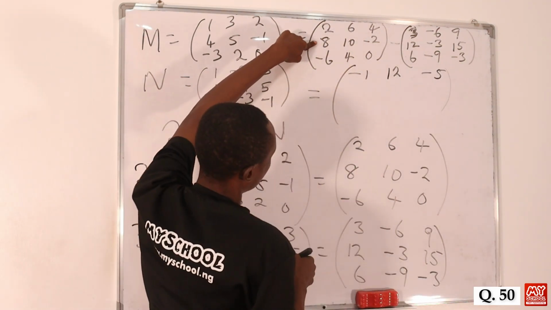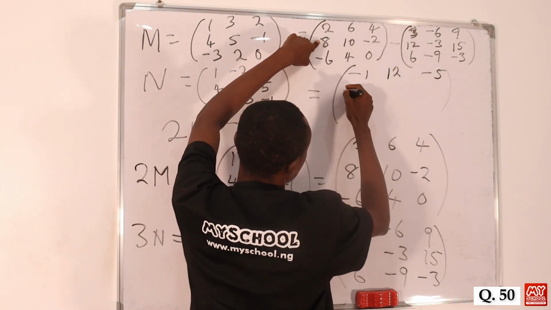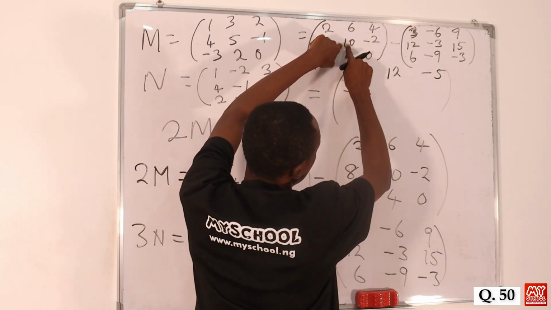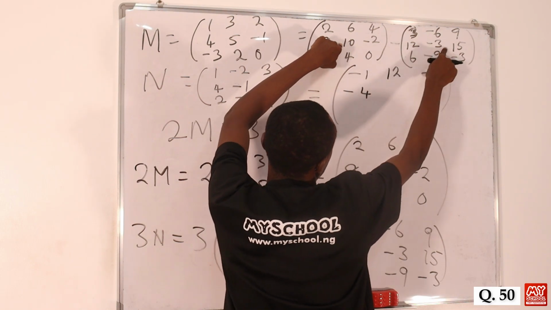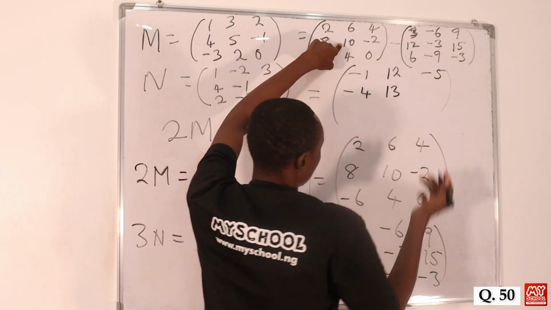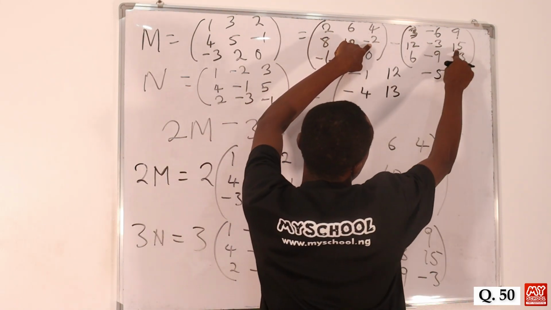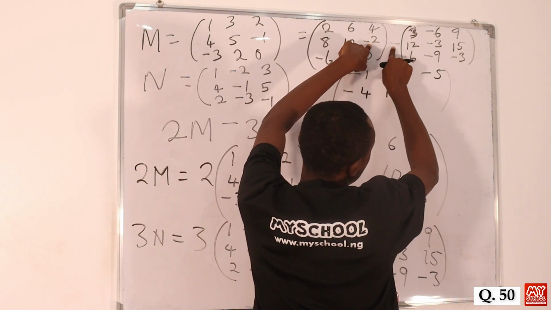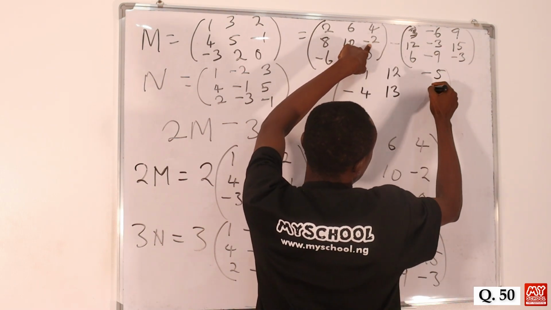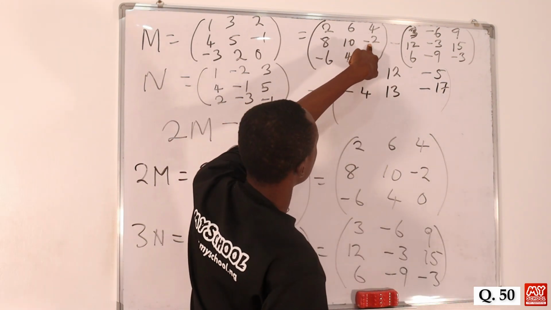Then let's move to the second row. Then 8 minus 12, that will be minus 4. Then 10 minus minus 3, that will be plus 13. That will be 13, minus is going to change to plus. Then minus 2 minus 15, that will be minus 17.